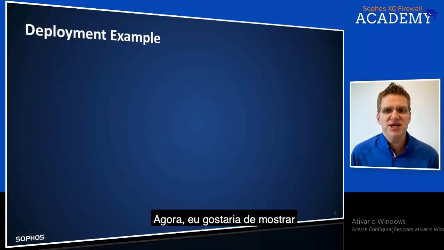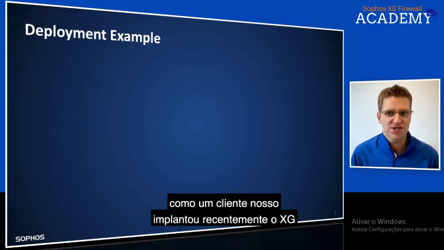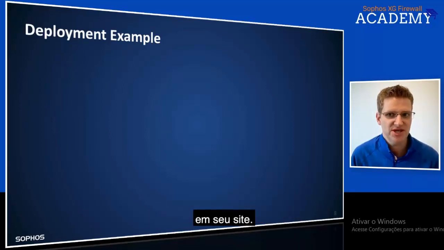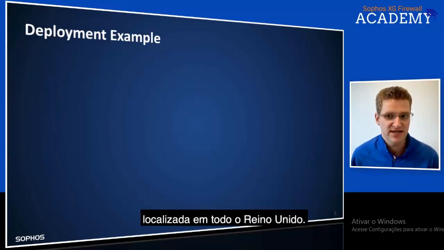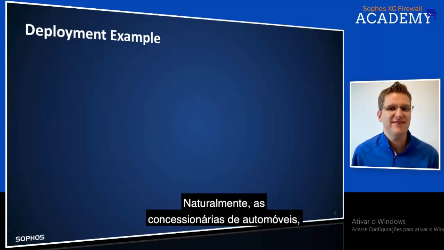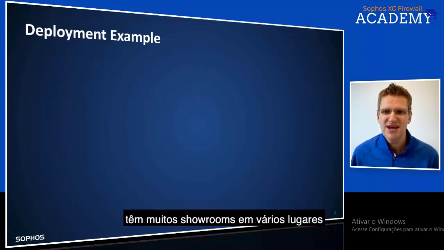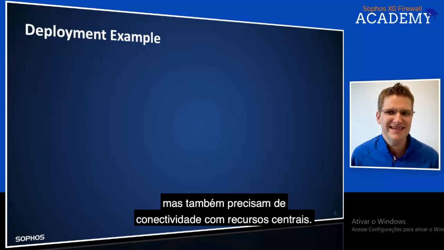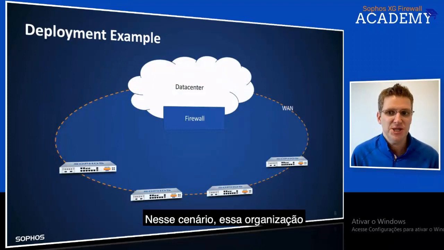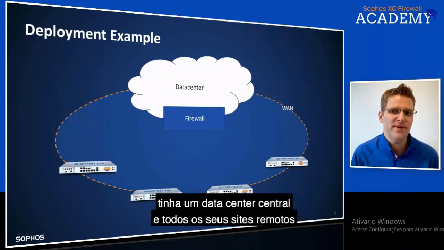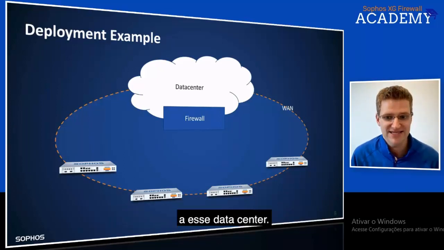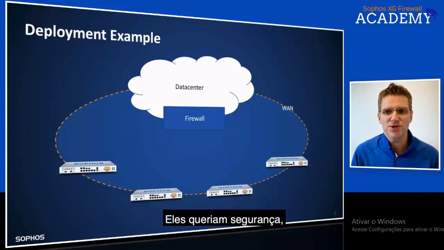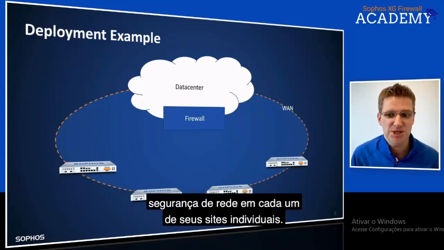Now at this point, I just wanted to share a recent deployment example, how a customer of ours recently deployed the XG to their site. And this specific customer was a car dealership that were based all around the United Kingdom. And naturally, with car dealerships, they have lots of showrooms all over the place that all need security, but also need connectivity to central resources. So in this scenario, this organisation had a central data centre, and all of their remote sites around the UK were connected via MPLS up to that data centre. So what we did is they wanted security, network security at each of their individual sites.